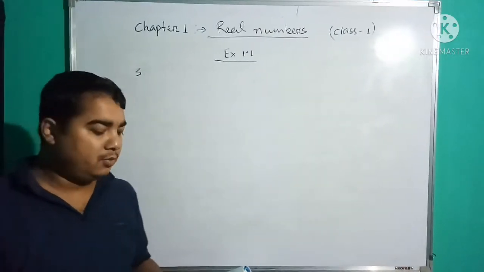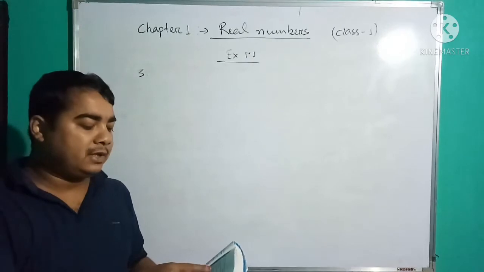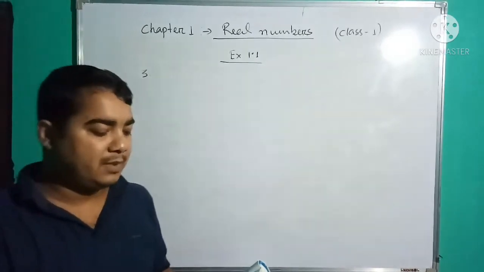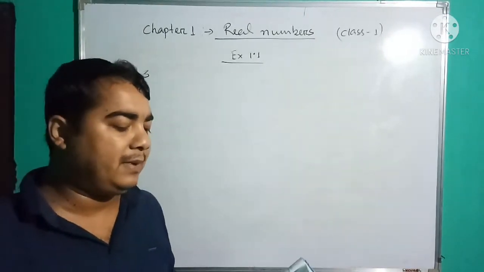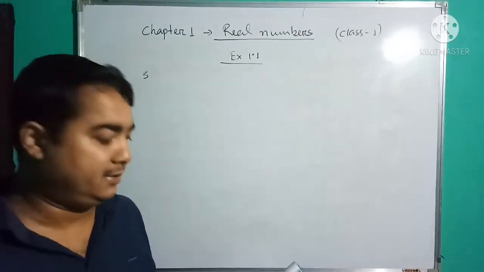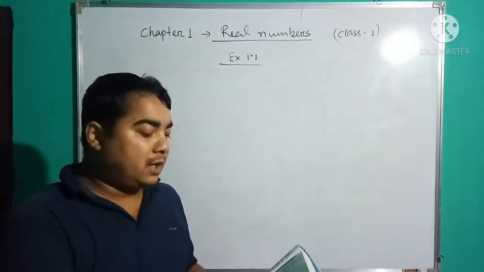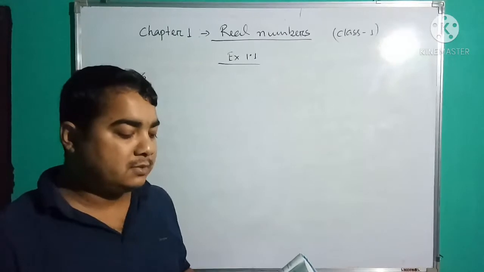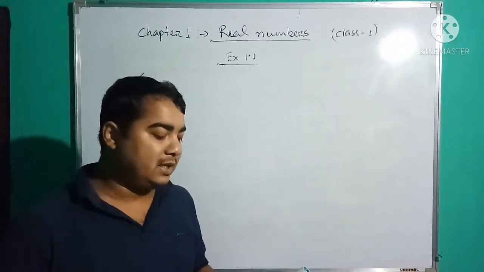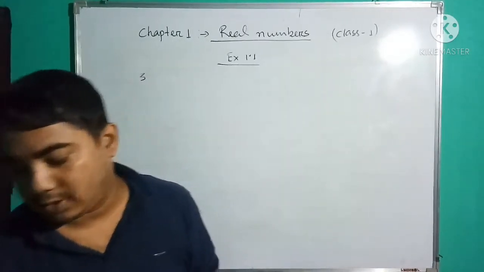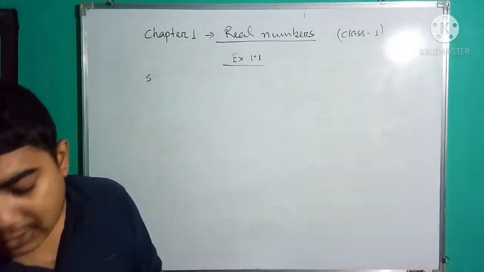Okay, now question number 3. Question number 3 is: an army contingent of 616 members is to march behind an army band of 32 members in a parade. The two groups are to march in the same number of columns. What is the maximum number of columns in which they can march?